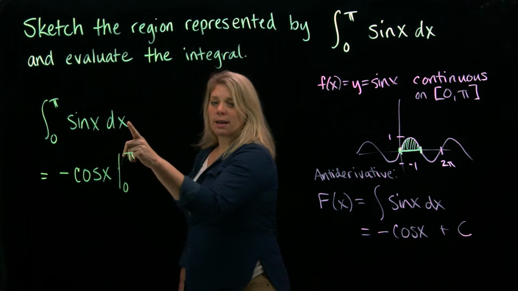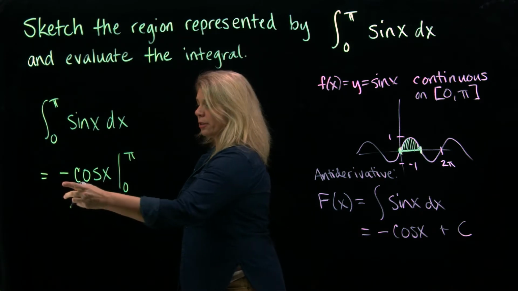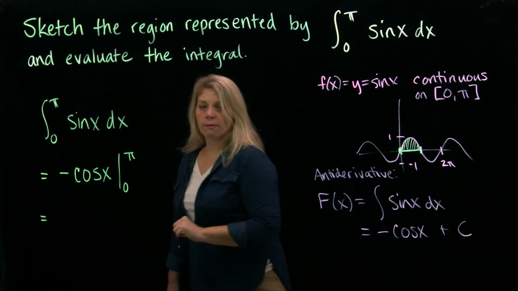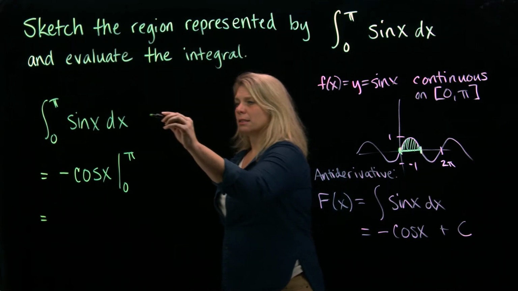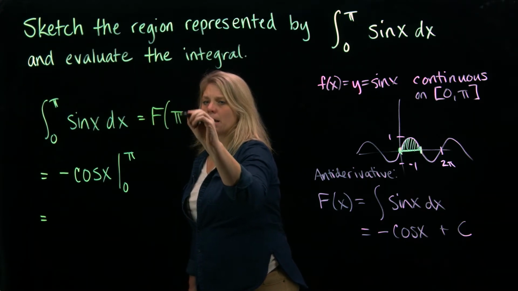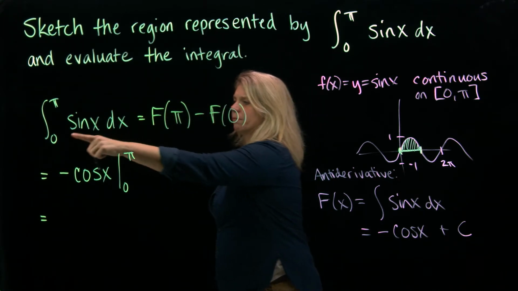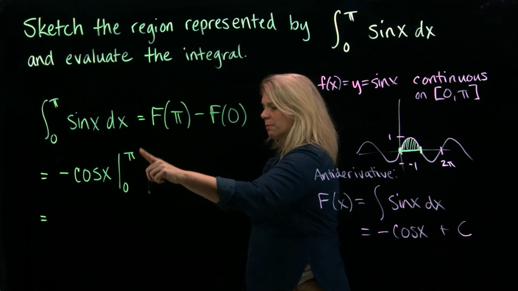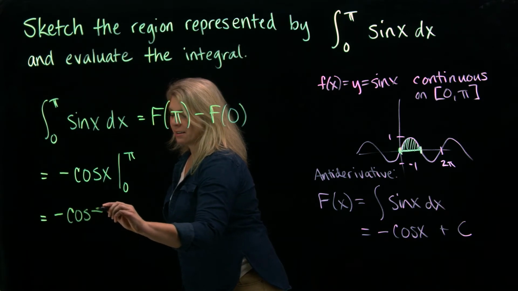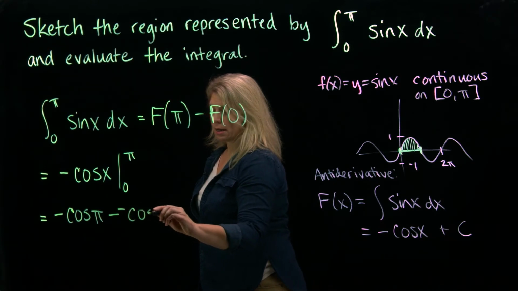So here I have a definite integral. Fundamental theorem of calculus is what connects that to antiderivatives. Here's my antiderivative, evaluated from 0 to pi. And then in the statement of fundamental theorem of calculus, it says that this is going to be equal to capital F of b, where b is pi, minus capital F of 0, a. Right, so I need to evaluate this function from 0 to pi. I'm going to plug in the pi first: negative cosine of pi minus negative cosine of 0.